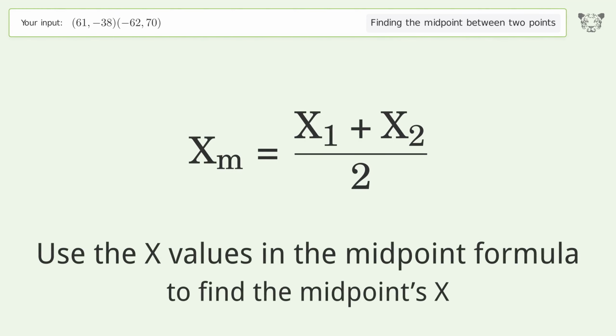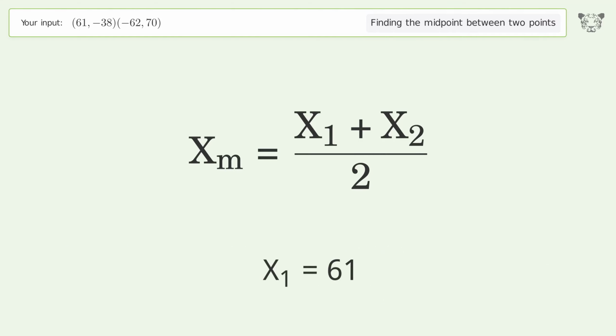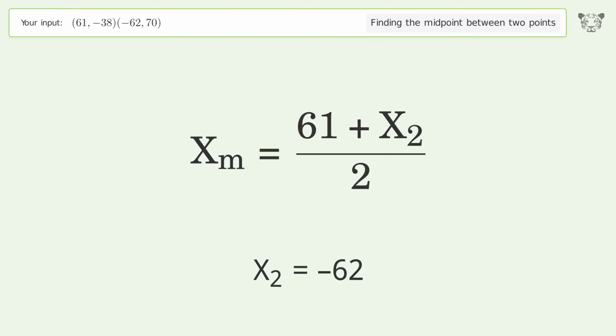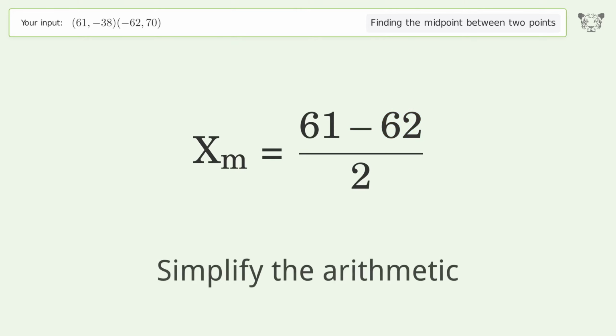Use the x values in the midpoint formula to find the midpoint's x. x1 equals 61. x2 equals negative 62. Simplify the arithmetic.